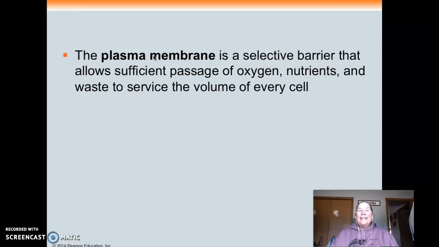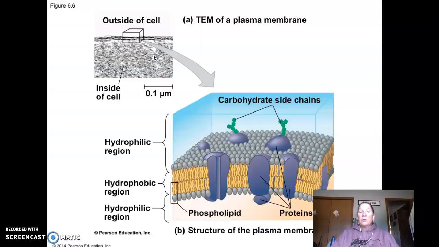But what it is, is a special barrier, and it allows things to come in and it allows things to go out, but only certain things. So the plasma membrane is like a security gate. Okay. You have to go up to the gate and get permission to go in or out. And the plasma membrane is the one that controls that.